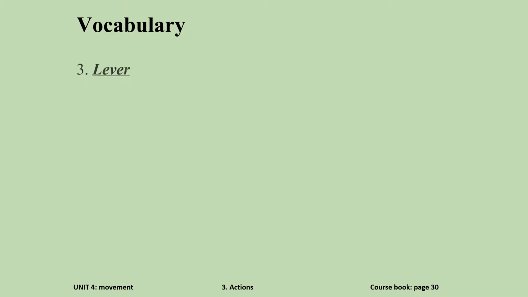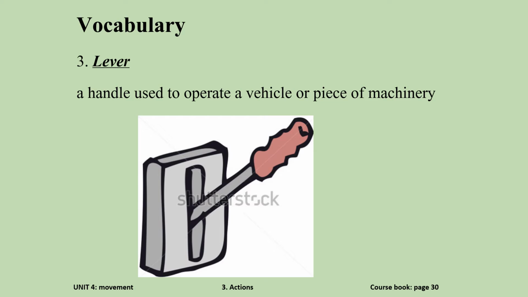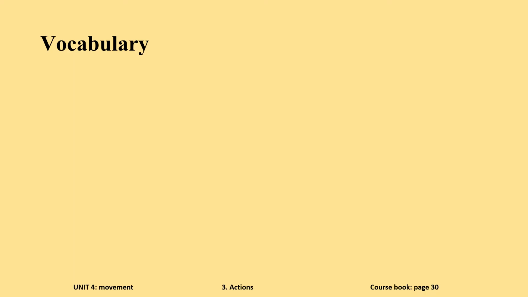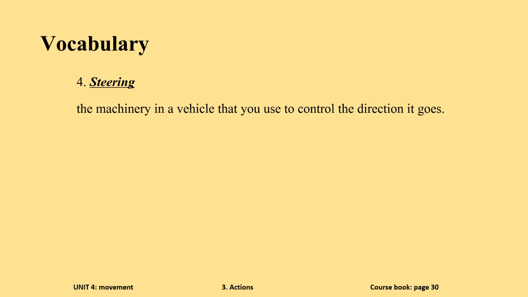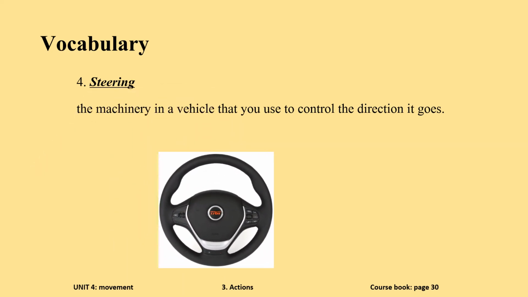A new word is lever. A lever is a handle used to operate a vehicle or piece of machinery. And this is the picture of a lever. Now, steering. Steering is the machinery in a vehicle that you use to control the direction it goes. And this is a picture of a steering wheel in a car.